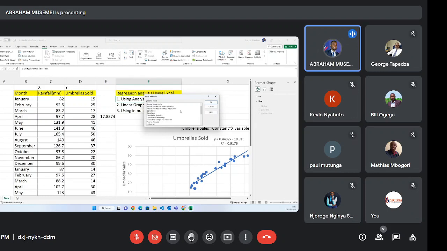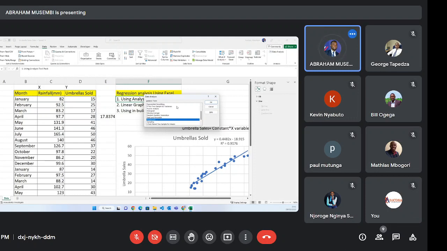You can see under it we have very many analysis, starting from the ANOVA of single factor, ANOVA of two factor with replication. You can also do correlation and covariance. I think we did this. We also did this, and we also did descriptive statistics using this analysis toolpack. Okay, so today we are going to do regression analysis using this tool.